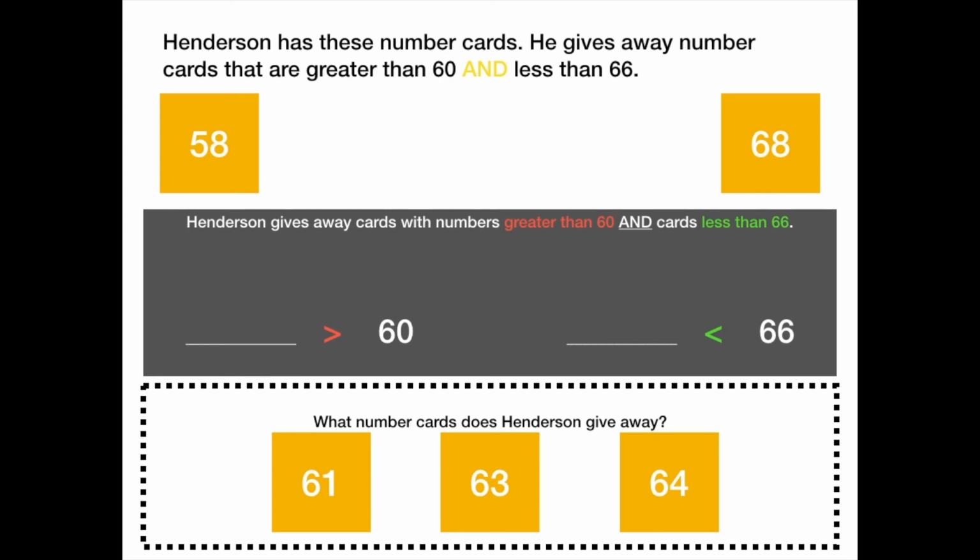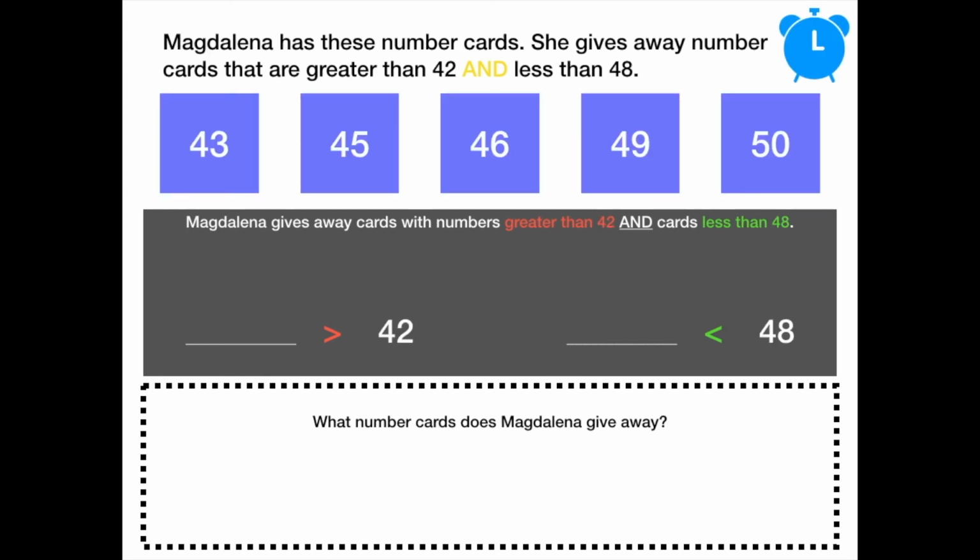Let's try one more. Magdalena has these number cards. She gives away number cards that are greater than 42 and less than 48. So both of those things have to be true. When you check the numbers, make sure that both of them are true, greater than 42 and less than 48. Use paper and a pencil to try this by yourself. Pause the video before the clock disappears, then press play to check your answers.